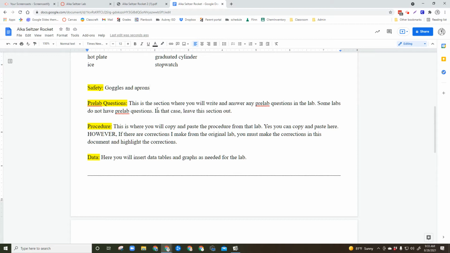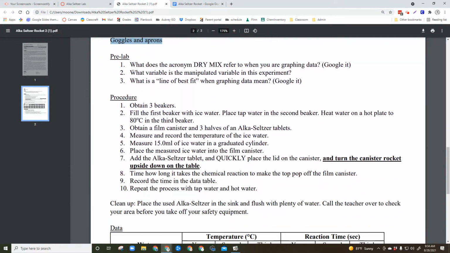Some labs do not have pre-lab questions. In this case, you're just going to leave this section out. So you just highlight this whole thing if it doesn't have pre-lab questions and erase. So you go from safety to procedure. So let's look. Do we have any pre-lab questions? We do. Right here, pre-lab questions.